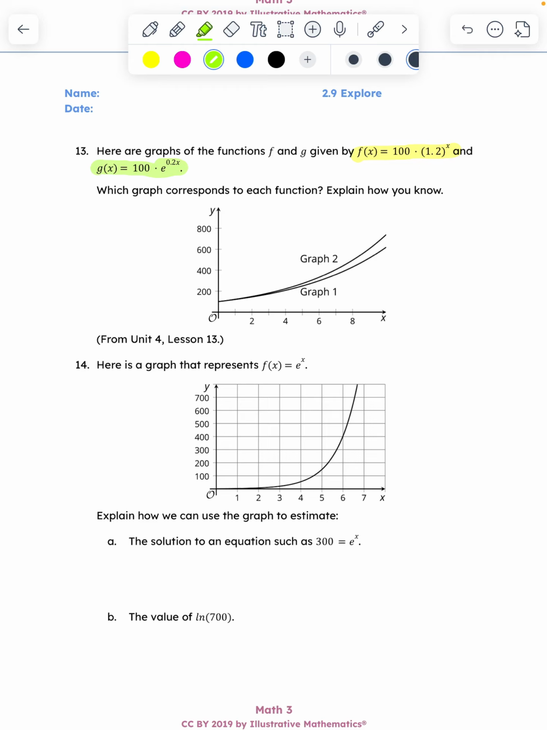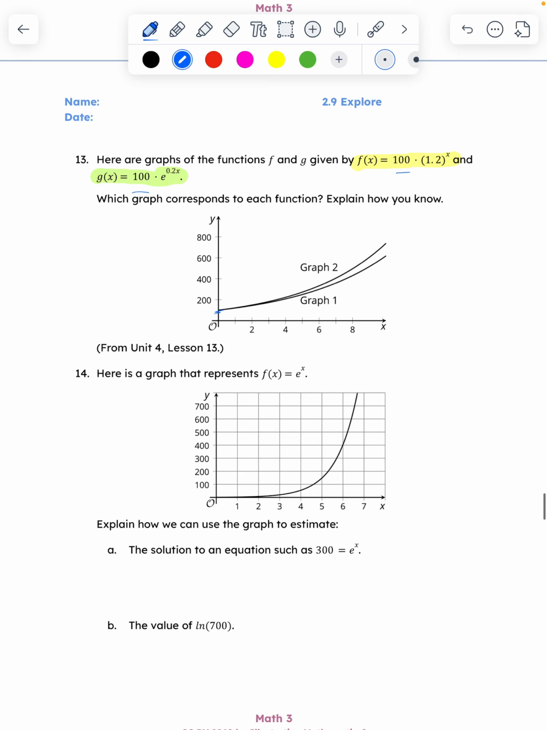Okay. So I can see that they both have the same starting value, and that's good news because both of my equations have the same starting value. So they're starting at 100. And then graph 2 is growing faster than graph 1. Graph 1 is growing slower, graph 2 is growing faster. Graph 2 has that steeper slope. It's getting bigger faster. So I want to figure out between my two equations, is this growth factor, this e to the 0.2x, or is this 1.2 to the x greater?